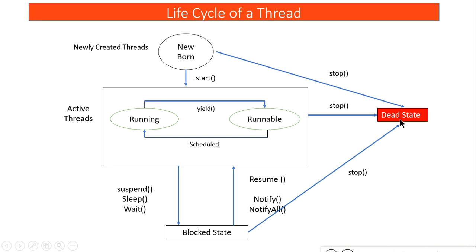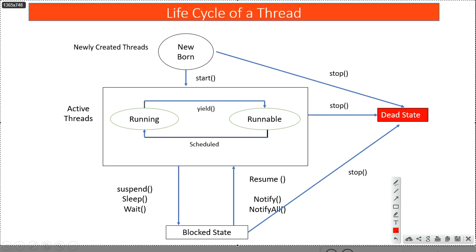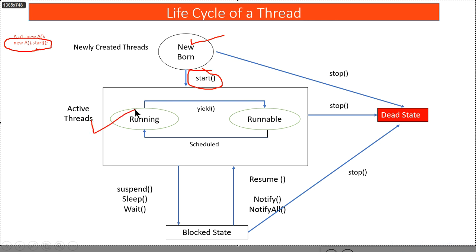Okay, so whenever you create a thread, what I'm trying to tell you here is, whenever we write this line like this, A a1 equals new A, or we say new A dot start, whenever we say this or before this line, you have a newborn state here. Okay, so once your thread is born, you can call this start method. You see, this is the start method. So when you call the start method, your thread is ready to execute and enters the state of active threads.